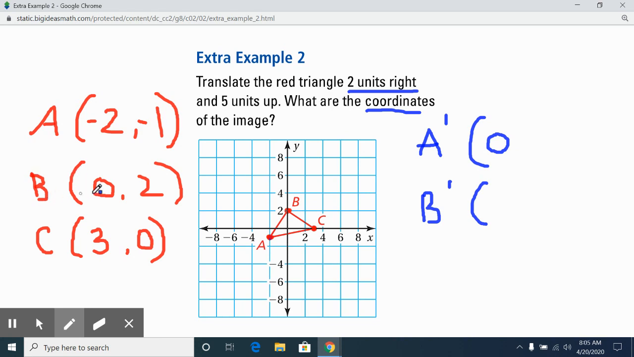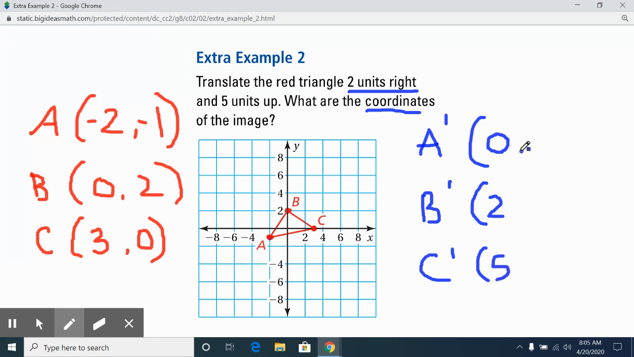So B's original x value is 0. If I moved this thing 2 units right, where would I end up? Well, I could add 2 to 0 to figure that out. I'd be at 2. If I added 2, the same thing, to this 3 where I started for C, if I moved this 2 units right, where do I end up? I'd end up at 5.